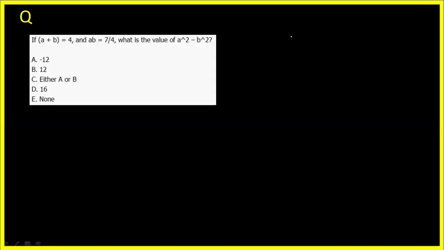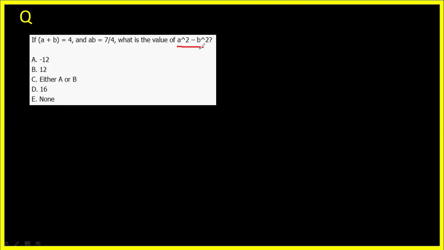Okay, now this question involves a lot of algebra, right? It appears to be very difficult. Let's take an approach which makes the question quite simple. The question is, if a plus b is equal to 4, ab is equal to 7 by 4, what is the value of a square minus b square?